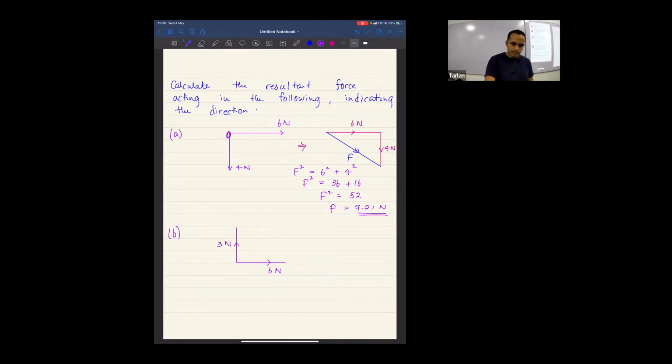If you draw another triangle, you can mark the direction of the resultant. So in order to mark the direction of the resultant, yes, you will have to draw another one.